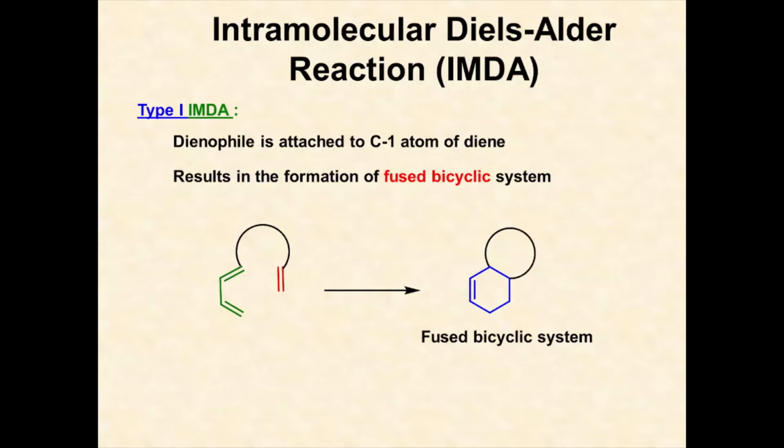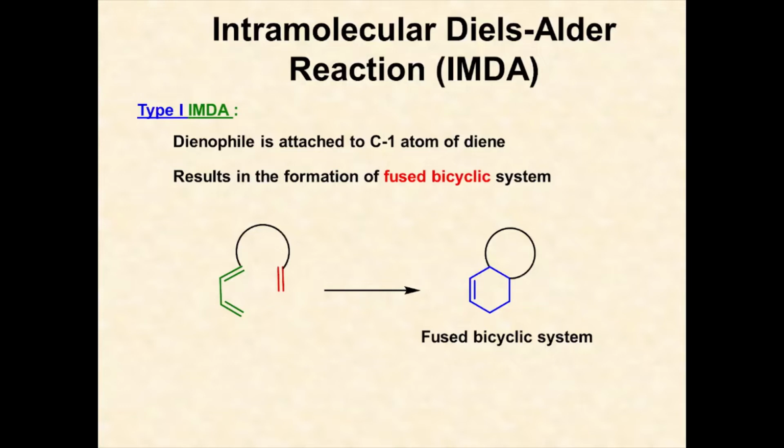Now this can be of two types. I will come to the second one, type 2, in the next slide, but the first one can be the type 1 IMDA, where the dienophile is attached to the C1 atom of the diene. Okay, and definitely that will result in the formation of fused bicyclic systems.